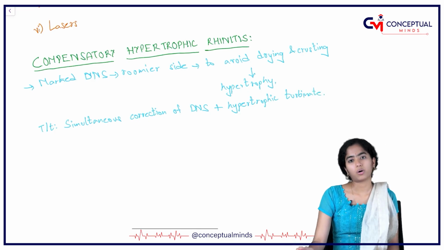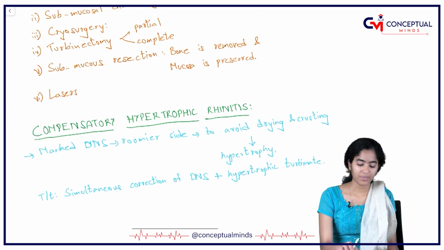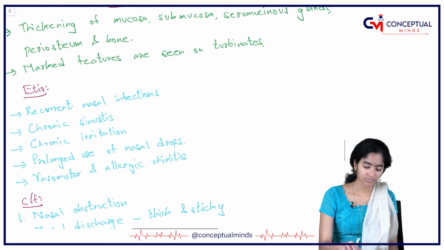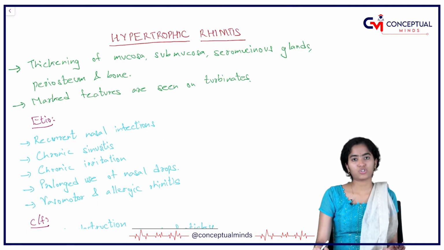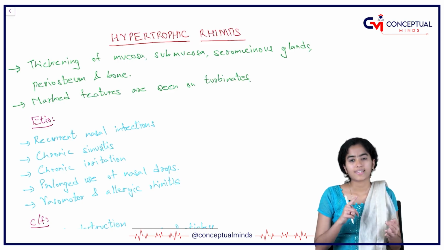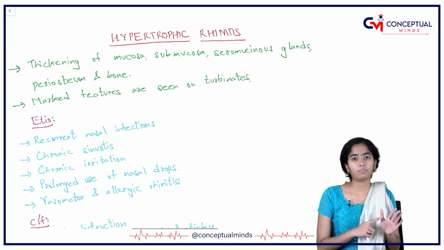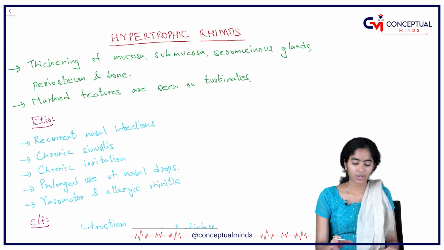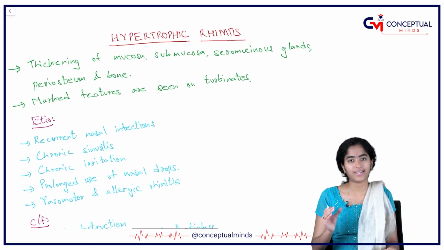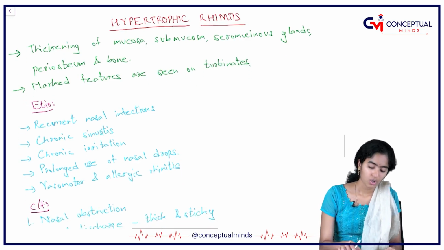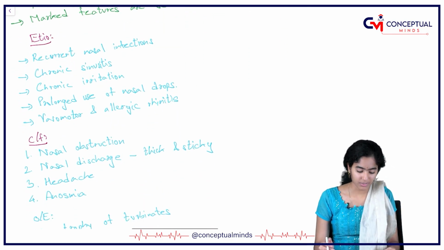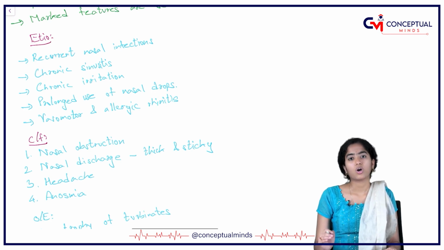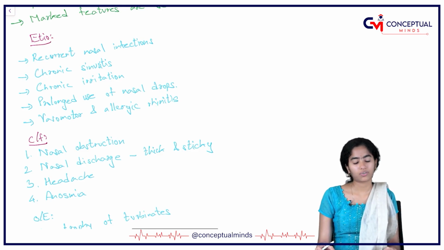So this is all about hypertrophic rhinitis. Let me quickly summarize. So the characteristic feature of hypertrophic rhinitis is thickening of mucosa, submucosa, seromucinous glands, periosteum and bone. Entirely everything is swollen and thickened. And all these features are markedly seen on the turbinates, especially inferior turbinate. So what are the causes for this? Recurrent nasal infections, chronic sinusitis, chronic irritation, prolonged use of nasal drops, vasomotor and allergic rhinitis.